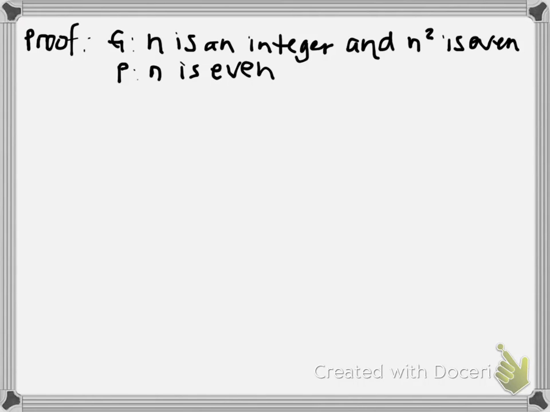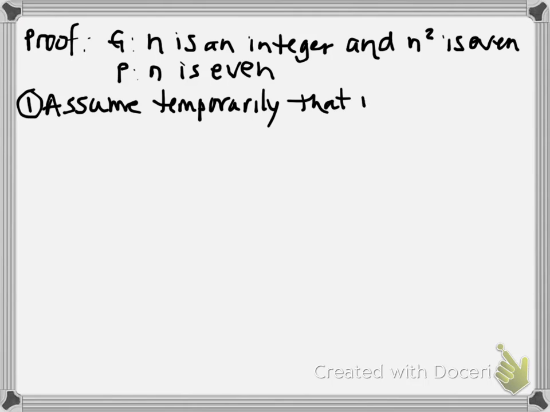So here's step one. Assume temporarily. It's like we have temporary insanity. Assume temporarily that n is odd. Okay, so we're doing the inverse to the conclusion, the to prove part. If you wrote this as an if-then statement, it would be: if n is an integer and n squared is even, then n is even. So we're taking the then part and we're taking its inverse.